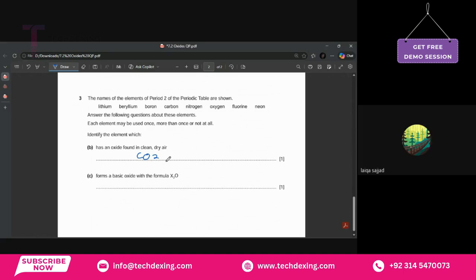Okay, the next part is: identify the element which forms a basic oxide with the formula X2O. When an oxide is basic, does it consist of a metal or a non-metal? Basic is metal. Yes. So, which of the elements will form a basic oxide with the formula X2O?